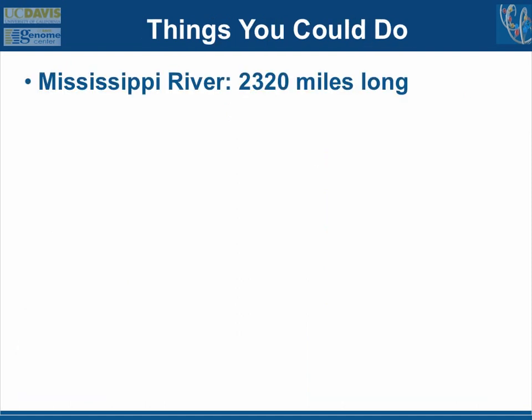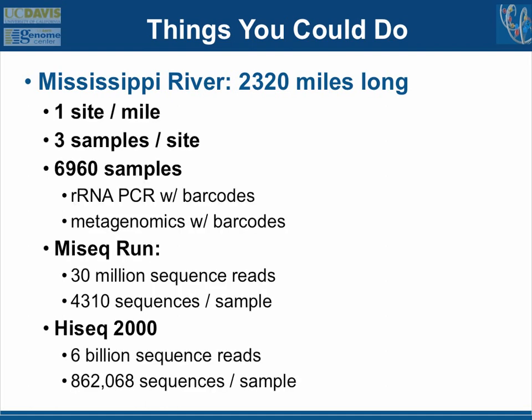Just as a thought exercise, I was thinking about this yesterday. So the Mississippi River, 2,320 miles long. Let's say you do 3 samples per site, 1 site per mile. That's 6,960 samples. As a microbial diversity person, that just seems crazy to me. But in retrospect, with a HiSeq 2000 run, if it all works, and you get, say, 6 billion sequence reads, that's 862,000 sequences per sample.